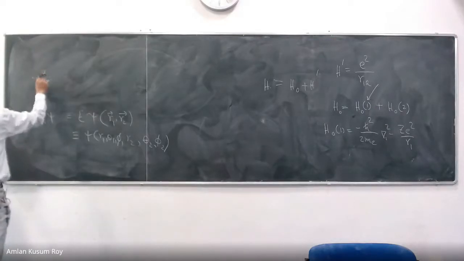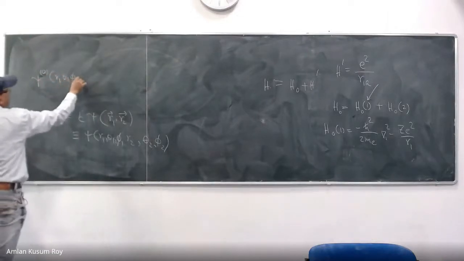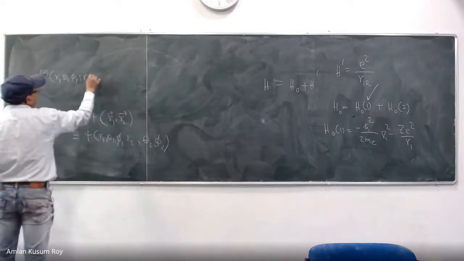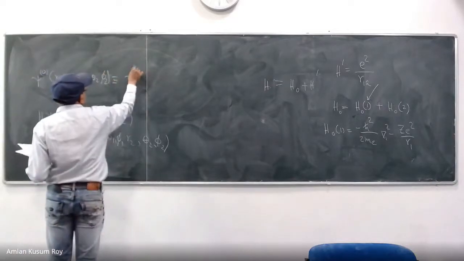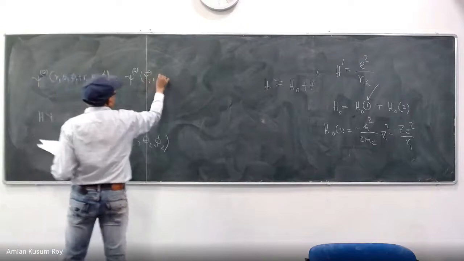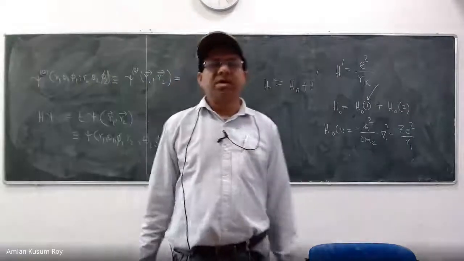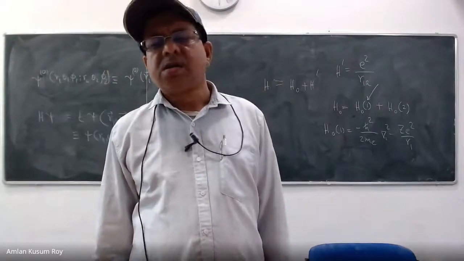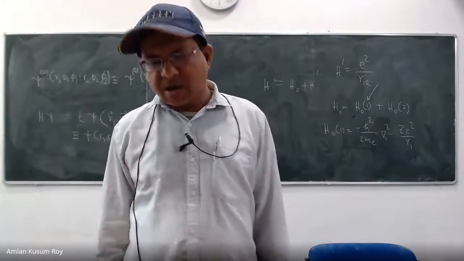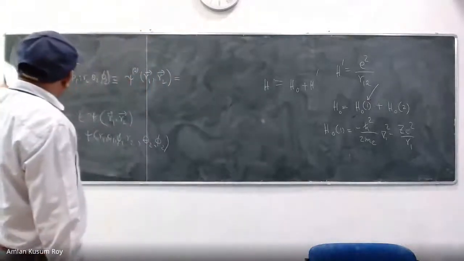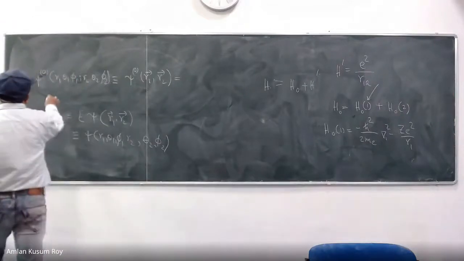So psi 0, meaning zeroth order, (r1, theta 1, phi 1; r2, theta 2, phi 2) equals psi 0 (r1 vector, r2 vector). What should I write for this? Who can say? Ashish, can you say? Who can answer this? What is my psi 0? The zeroth order wave function. And appropriately, I also need to write the E0.